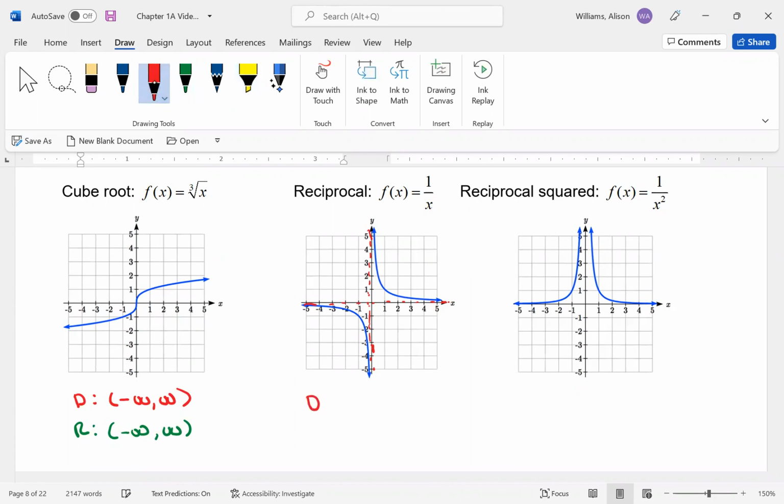Domain does go forever to the left and forever to the right. I just can't have 0. So here's how we indicate that. It goes from negative infinity to 0, doesn't include 0, it's a parenthesis, and then union 0 to infinity. So it picks up starting at 0, but not including it. And then the range would be identical.